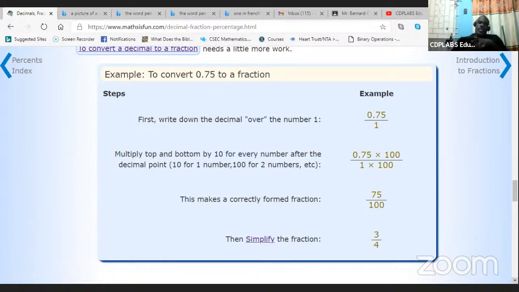Next is the part where we simplify the fraction, and you can try to figure out how to simplify the fraction on your own. Try to figure that out, then I'll show you about it. You see, the more things you try to figure out, the better you become at mathematics. Understand?